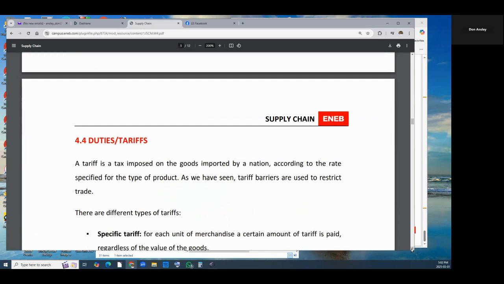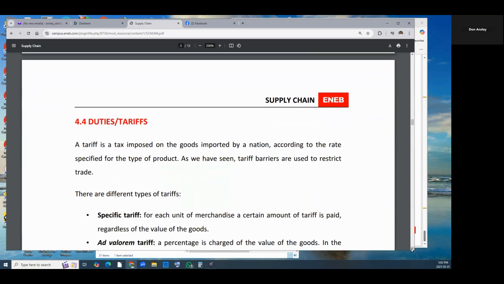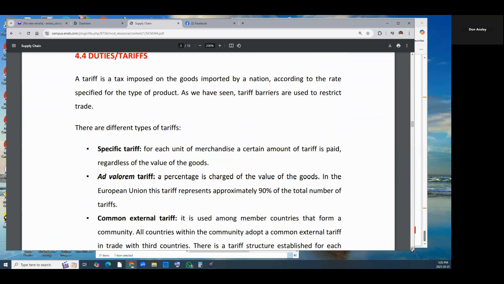Duties and tariffs. A tariff is a tax imposed on the goods imported by a nation, according to the rate specified by the type of product. As we have seen, tariff barriers are used to restrict trade. There are different types of tariffs. There's a specific tariff. For each unit of merchandise, a certain amount of tariff is paid, regardless of the value of the goods. Ad valorem tariff: a percentage is charged according to the value of the goods.